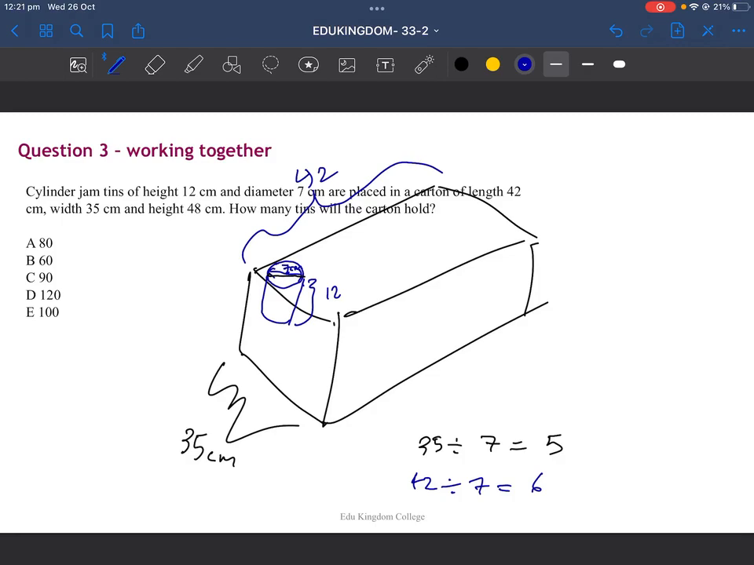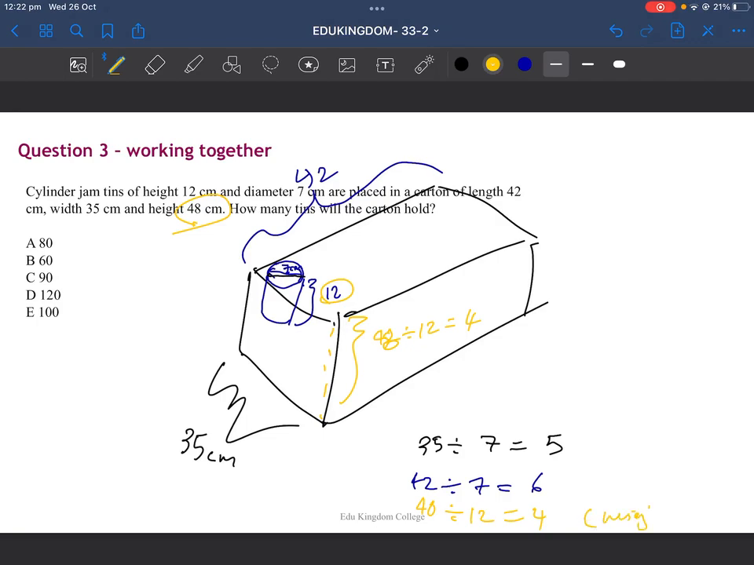Okay, now you guys can't forget the height, because remember this is a 3D shape, which is also why I encourage you to draw it. How many would fit height wise? Well, we know height is 48, and we know that the length of the cylinder is 12. So accordingly, 48 divided by 12 would fit in, which is 4 of them. So if 48 divided by 12 is 4, then 4 of them fit height wise.